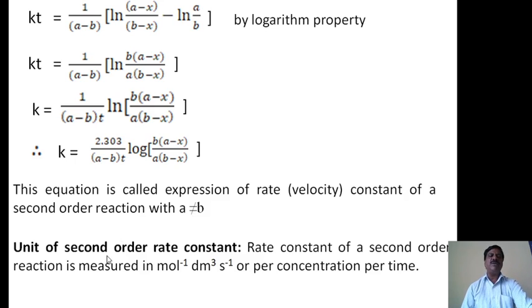Then coming to the unit of second order rate constant. The rate constant of a second order reaction is measured in per mole dm³ per second, or per concentration per time, is the unit of this velocity constant.